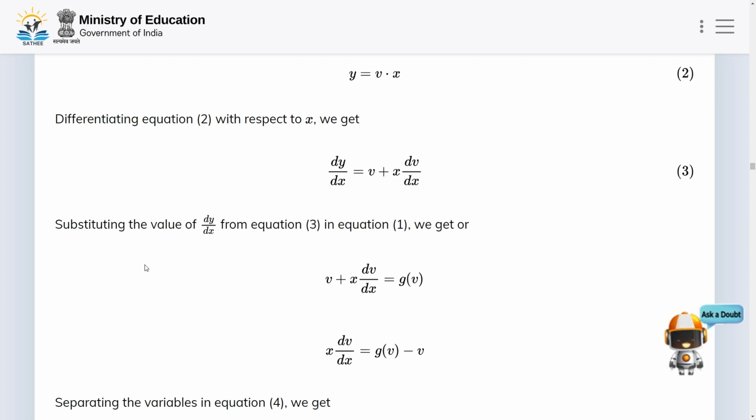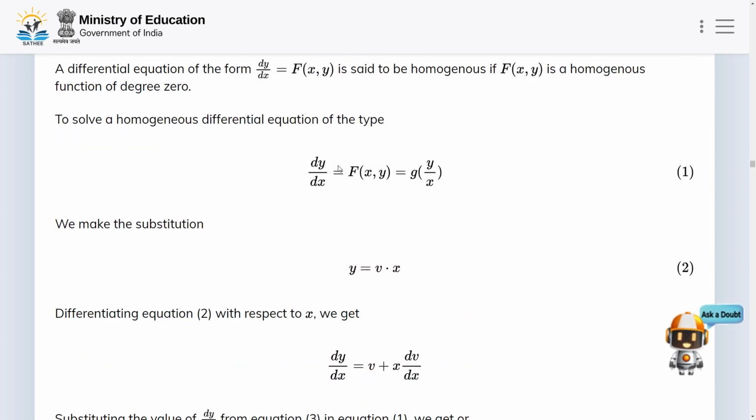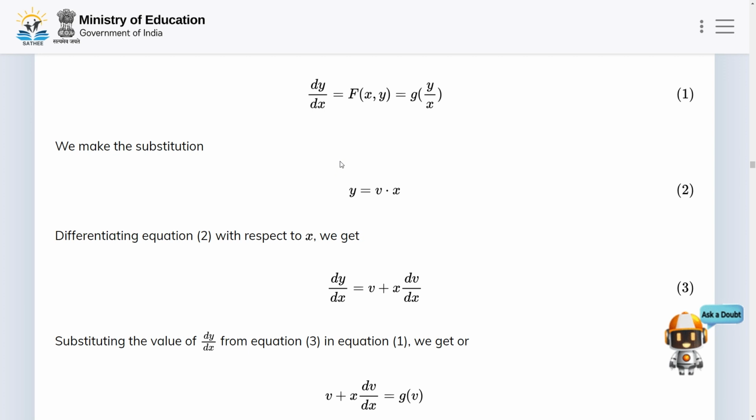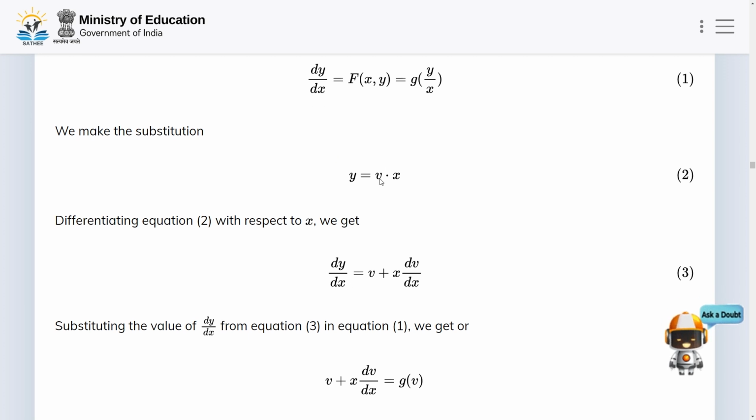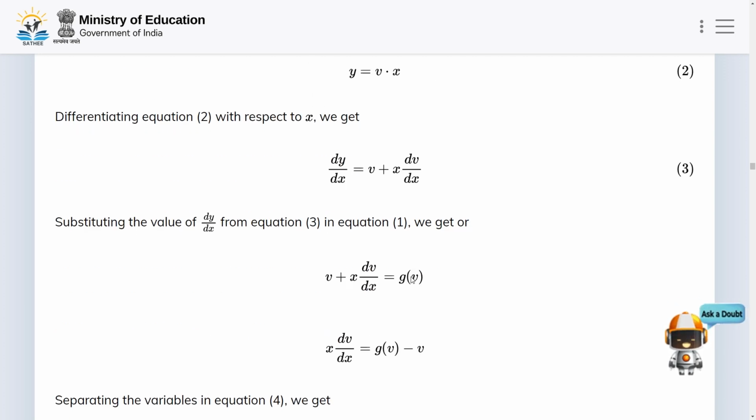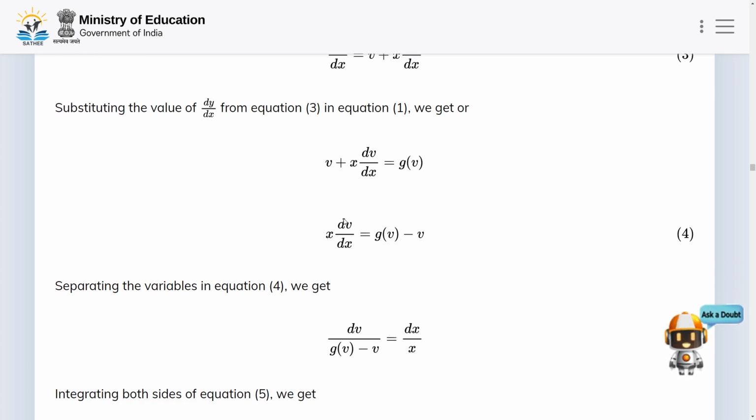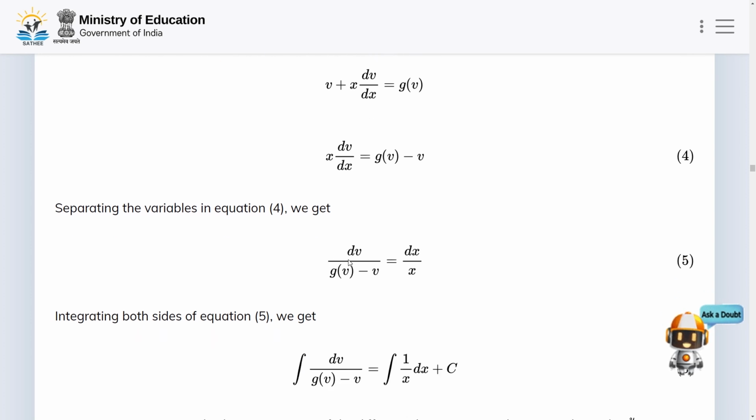Now what you have to do is substitute this dy by dx in equation 1. In this equation you will get v plus x dv by dx is equal to g(v). And this you can rewrite as x times dv by dx is equal to g(v) minus v. This means dv divided by (g(v) minus v) is equal to dx by x. Now what form is this? This is variable separation form, and here you can easily solve your differential equation in terms of v and x.